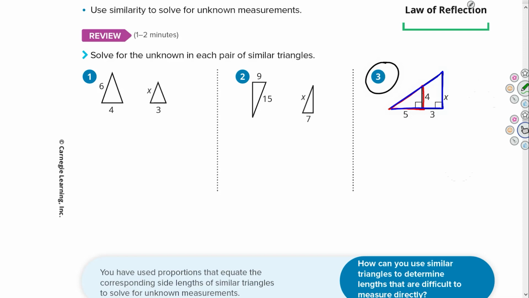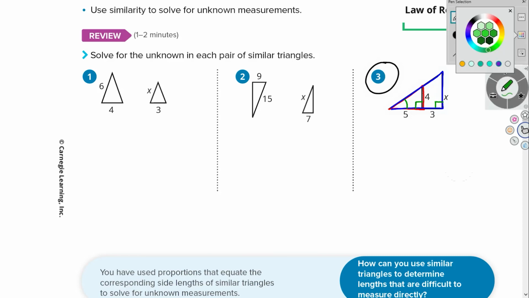Well, I have two right angles, and I have this angle right here that's the same in both triangles. So the triangles are similar by angle, angle. And because they're similar, I can now write a proportion with some equal ratios.